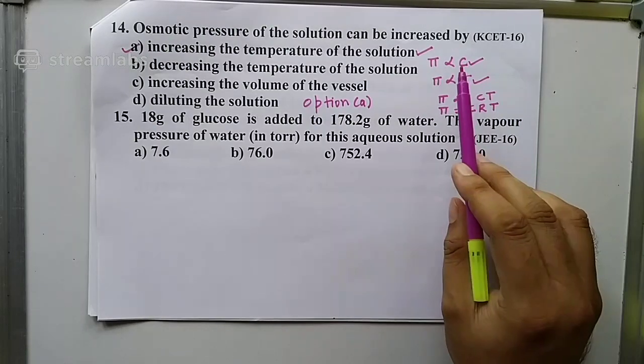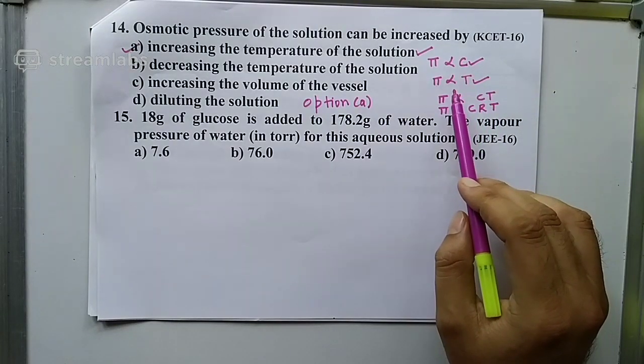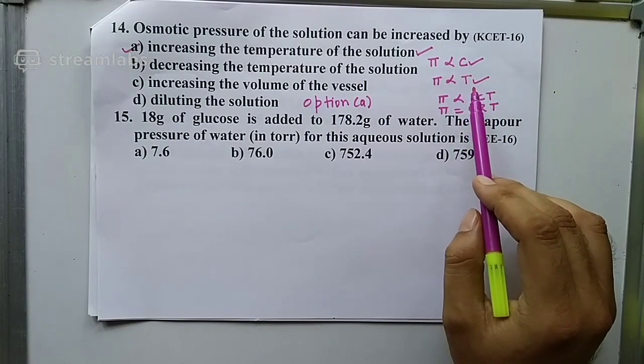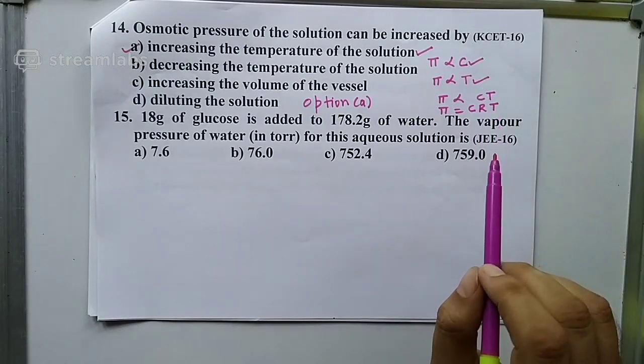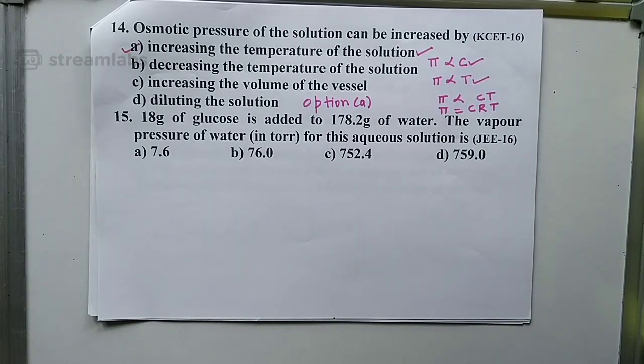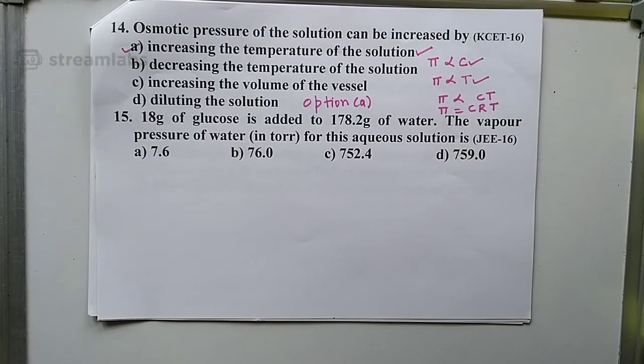We actually call pi directly proportional to C as Van 't Hoff Boyle's law, and pi directly proportional to T is known as Van 't Hoff Charles law, and then the combined form. It is not mentioned in the NCERT as Boyle's law and Charles law, so in my class I did not mention it that way, but I have mentioned these mathematical expressions. Let us go for the next question.